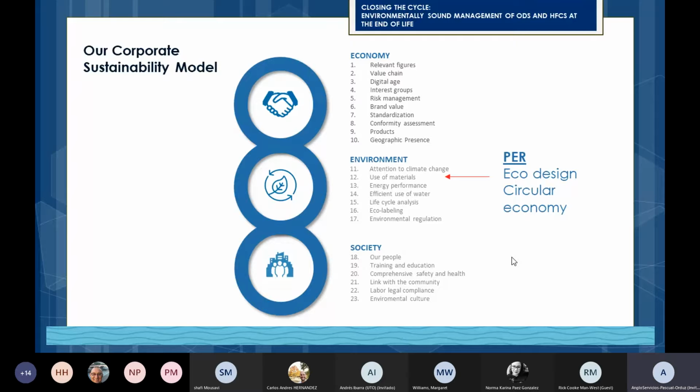Throughout this corporate model, we have developed a strategic route. It's formed by 23 action lines, amongst which the EPR is considered in action line number 12 that we call use of materials. And why have we wanted to include the producer's extended responsibility, or PR? Because we see that this is a key to consolidate a new way of doing business. Next one, please.